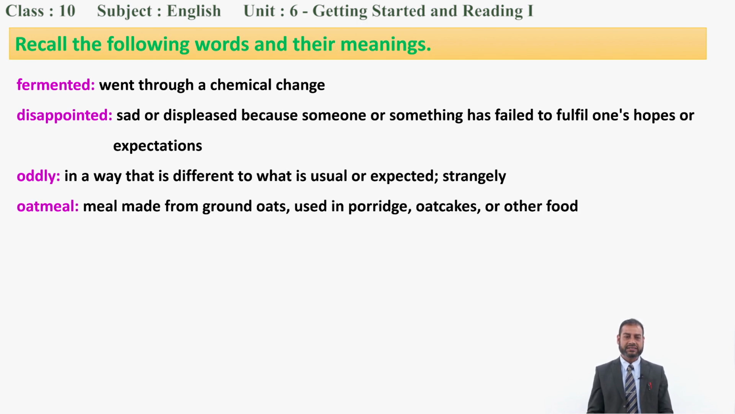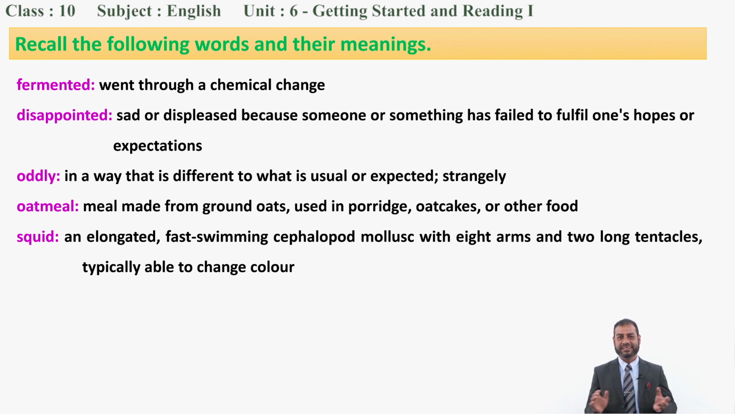Next word we have is oatmeal, and it means meal made from ground oats used in porridge, oatcakes or other food. In our last class, you saw the picture of oatmeal also. Next word we have is squid. So what is it? Yes, it is a sea creature, okay? An elongated, fast-swimming cephalopod mollusk with 8 arms and 2 long tentacles, typically able to change color, okay? So simply you can understand it as a living thing that we can find in a sea, and this is used for a food item, okay?